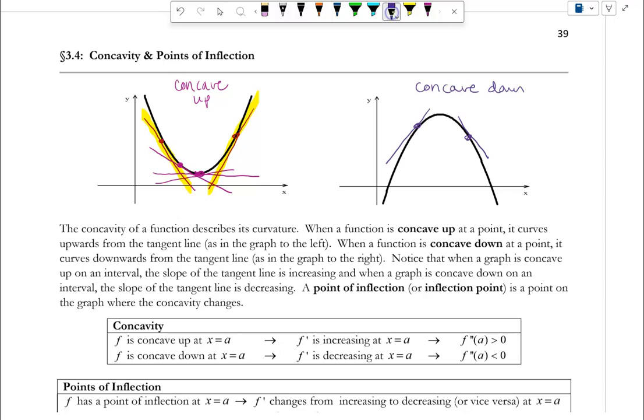Similarly, if a function is concave down, its first derivative is decreasing. Again, I might start off with a tangent line that has a positive slope. It's really steep. It gets less steep. It becomes 0. And then it becomes negative, and then our slope becomes more negative.